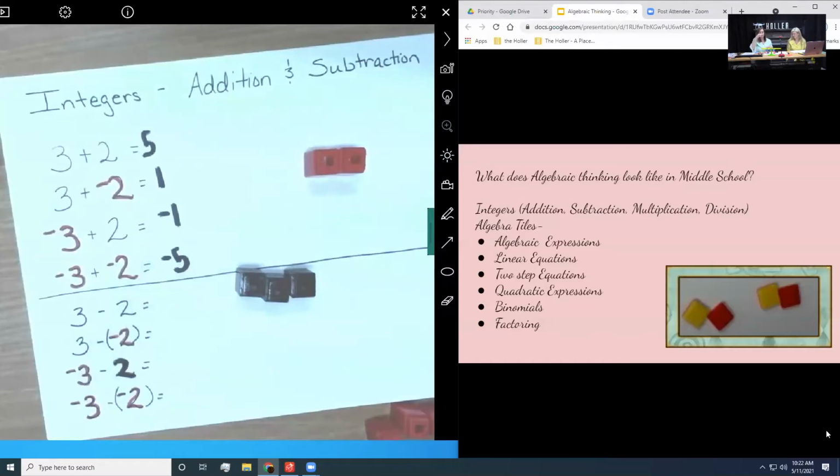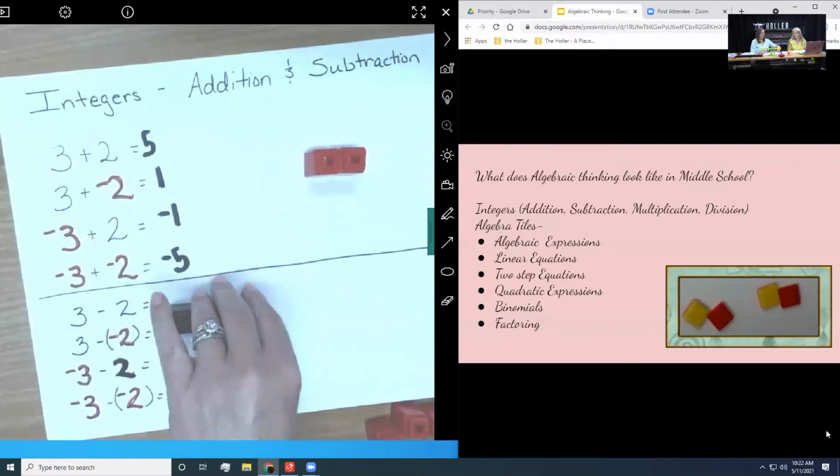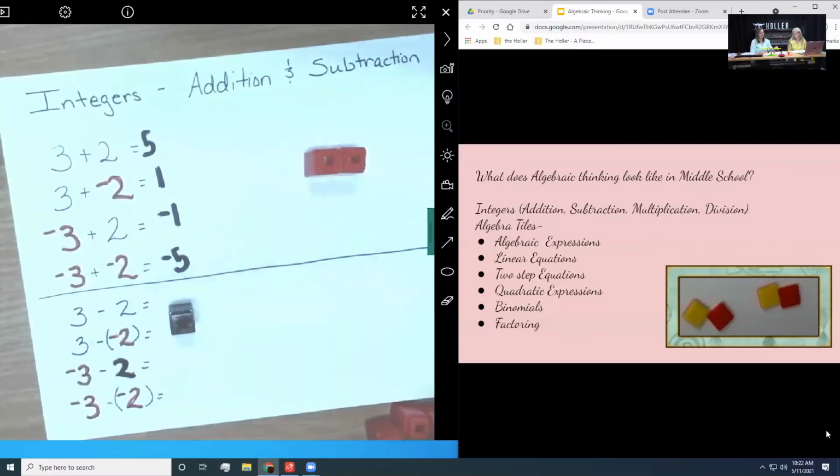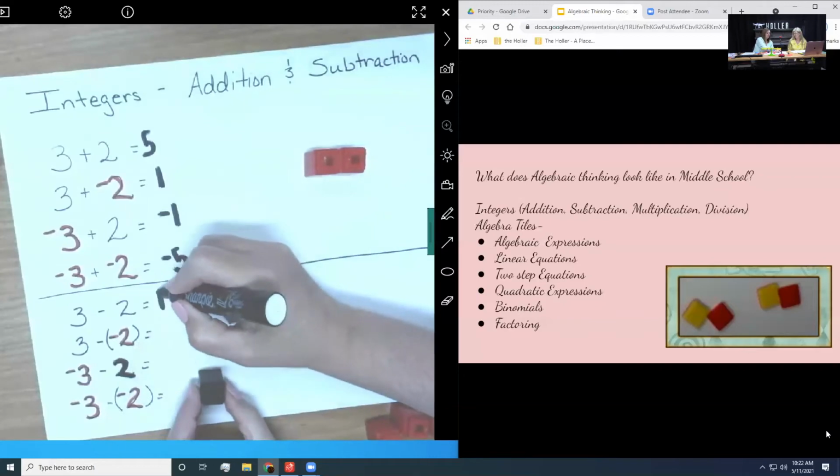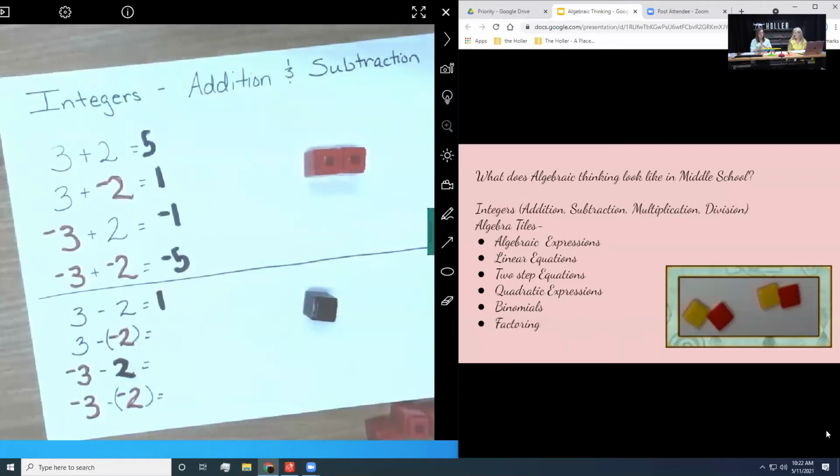So, okay. Now that I've got that, we've got 3, and I'm taking away a positive 2. Now, at this point, I've got 3. Can I take away positive 2? Yeah, you've got 2 there. I can take 2 away. So now I've got what? I've got 1, right? Mm-hmm. Still black, so it's positive. So I've got 3 here.